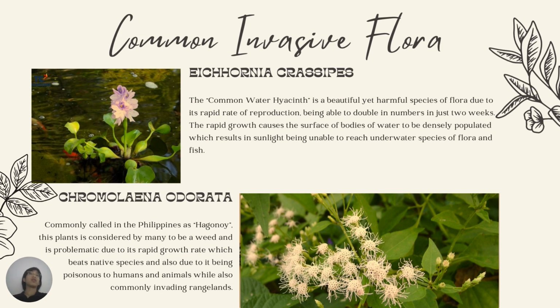Here are some examples of invasive species of flora. We have the common water hyacinth that multiplies so rapidly that they usually densely populate the surface of a body of water. This leads to sunlight not reaching the depths of that body of water, thus submerged plants and fish are unable to receive sunlight.